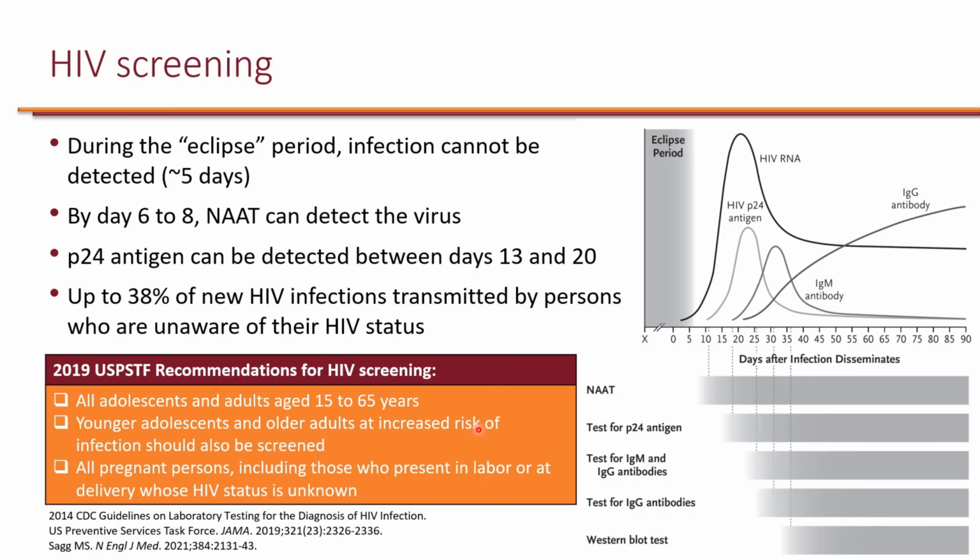In fact, the 2019 USPSTF recommendations for HIV screening include all adolescents and adults aged 15 to 65 years. People who are younger or older, if they have increased risk of infection, should also be screened. And of course, all pregnant persons, including those who present in labor or at delivery, whose HIV status is unknown, should be screened for HIV.